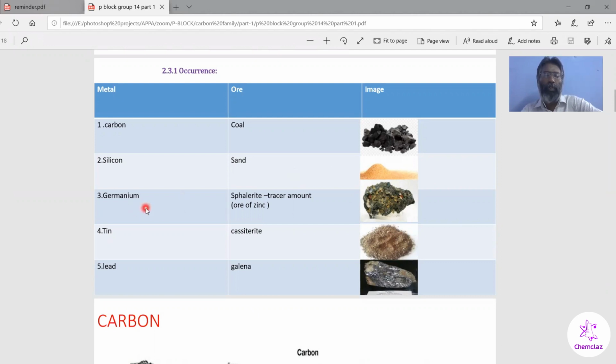Then the third one is germanium. Germanium is present in sphalerite ore, that is the ore of zinc, which contains a trace amount of germanium. So this is the image of the germanium ore, the ore of zinc. The next one is tin. The ore is cassiterite. This is the image of cassiterite, which contains tin. Then lead, galena. This is the image of galena. So carbon, coal; silicon, sand; germanium, sphalerite; tin, cassiterite; and lead, galena.